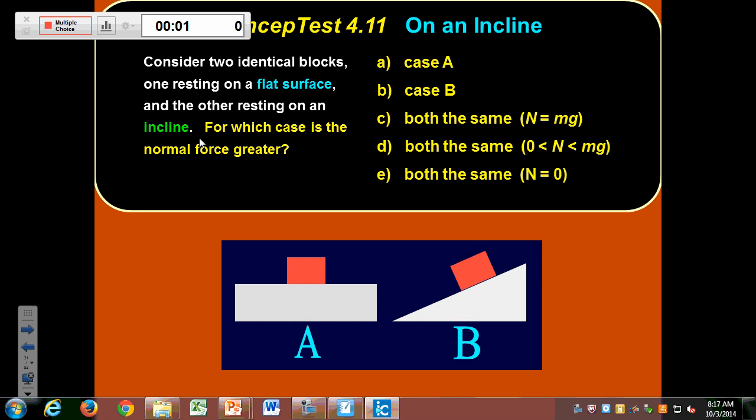Okay, how about this one? I have two blocks. One's on a flat surface, one's on an inclined plane. For which case is the normal force greater? A, B, they're both the same, equal to the weight, I mean. Both the same, intermediate for the weight, or both the same, 0.